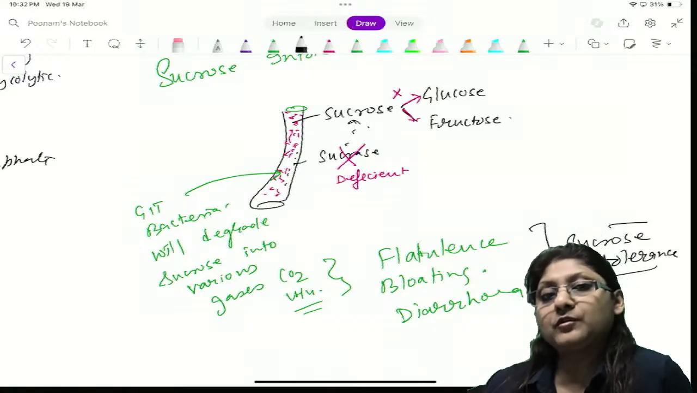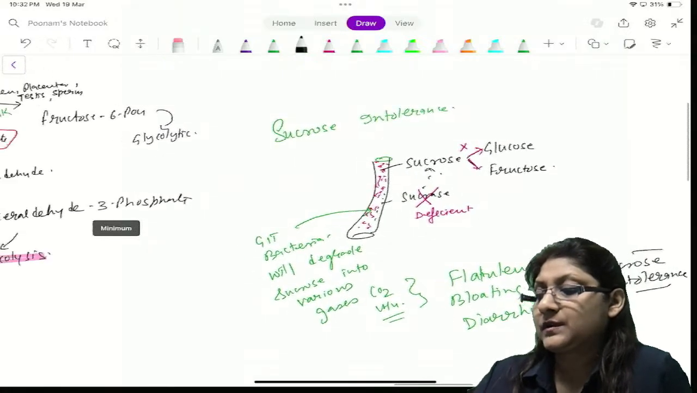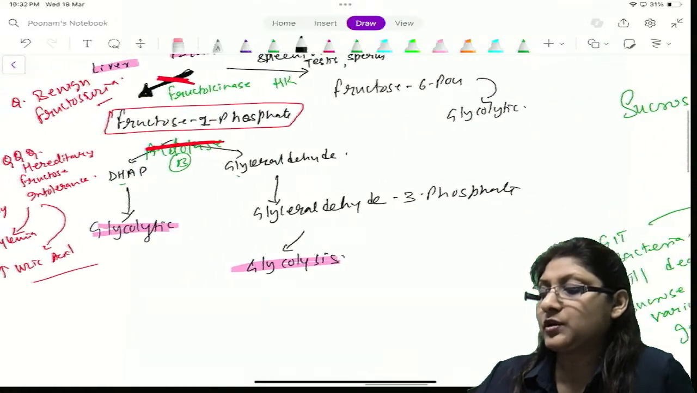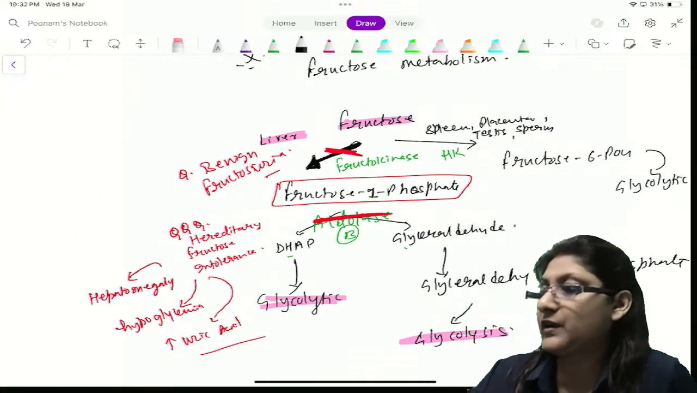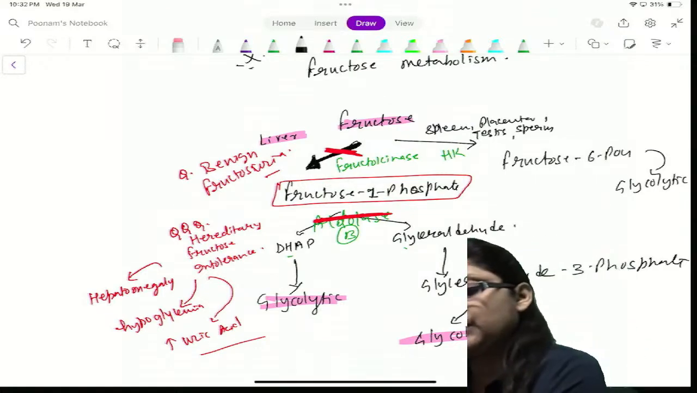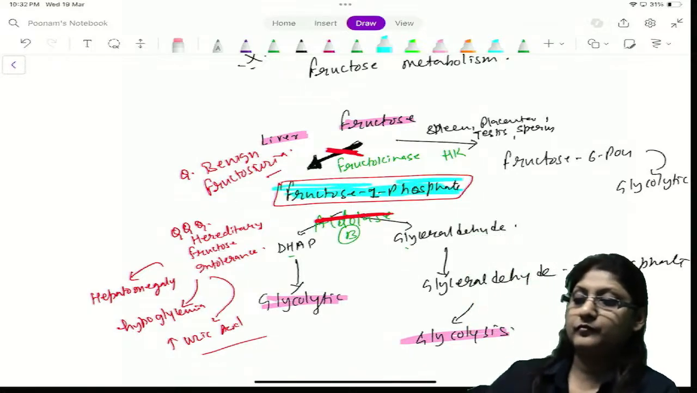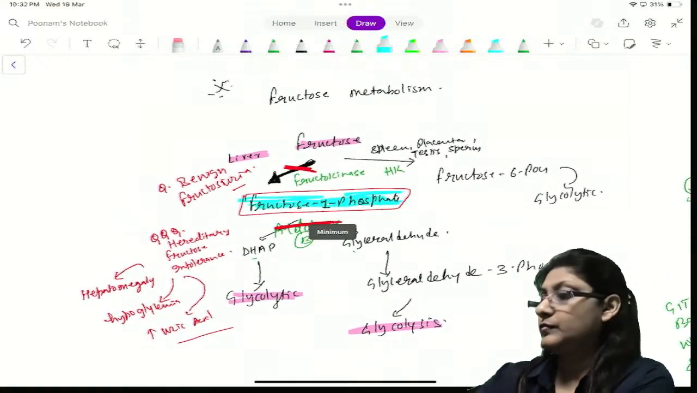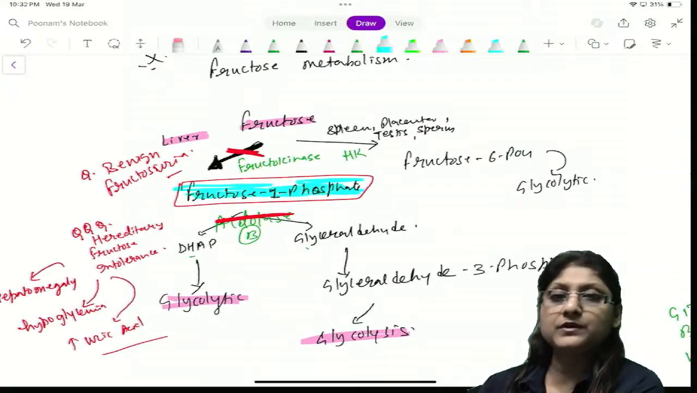This is different from fructose intolerance, which I was discussing just some time back. This fructose intolerance is a cellular problem where during metabolism one of the enzymes is deficient, resulting in accumulation of fructose 1-phosphate within the hepatocyte, causing hepatomegaly. Okay? So this is how you need to learn the fructose metabolism.